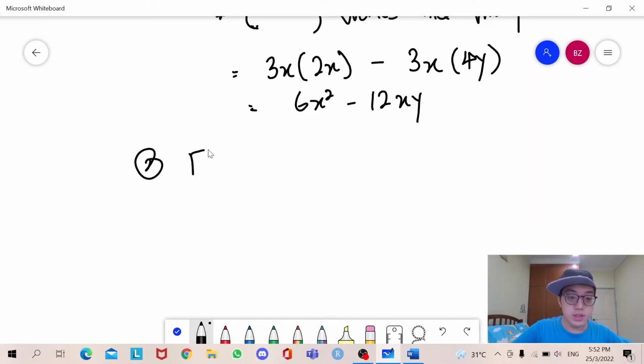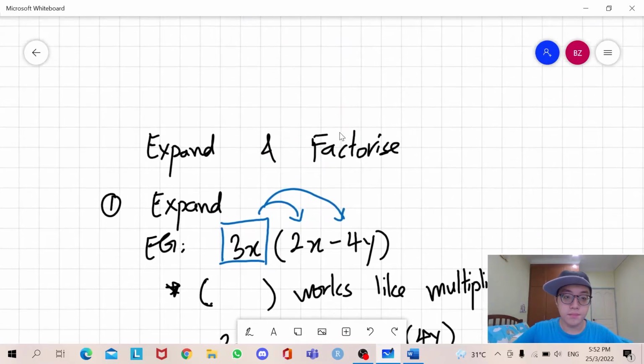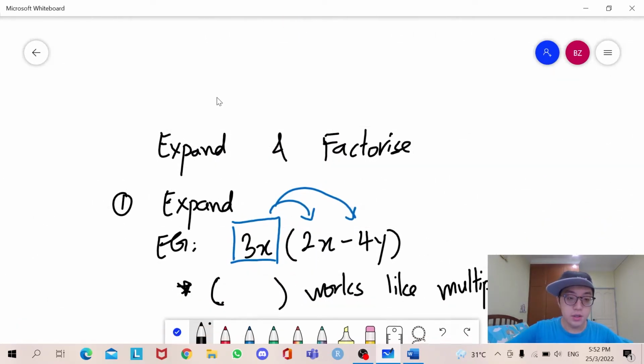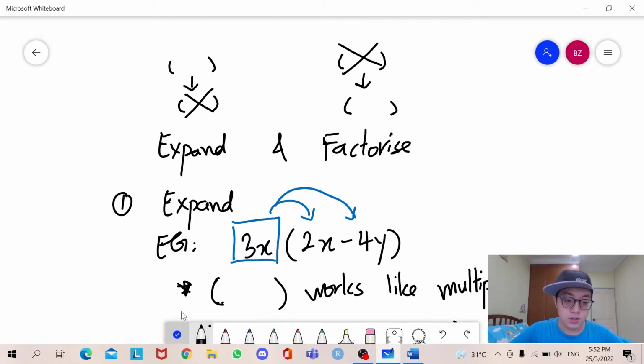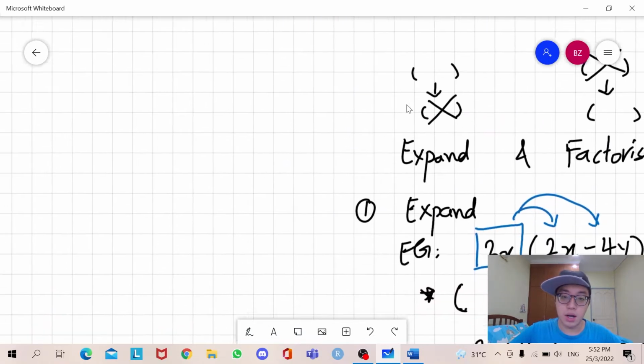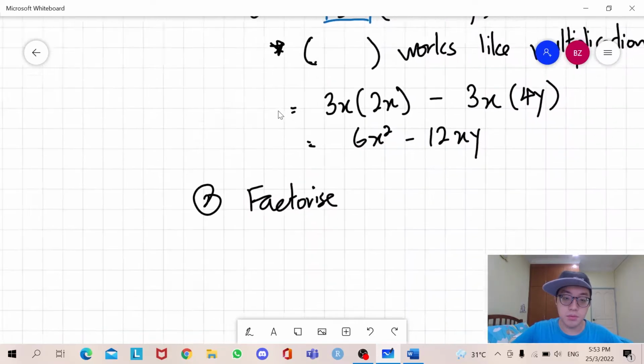Number two is to factorize. Factorize is the other way from expansion. For expand, you move from a bracket to no brackets. For factorize, you make from no brackets into brackets. You will see how it works in this example.